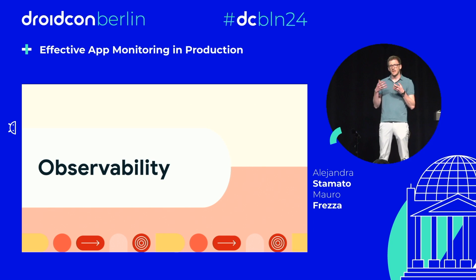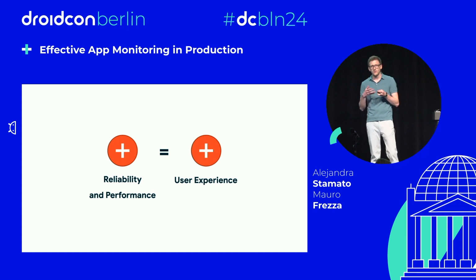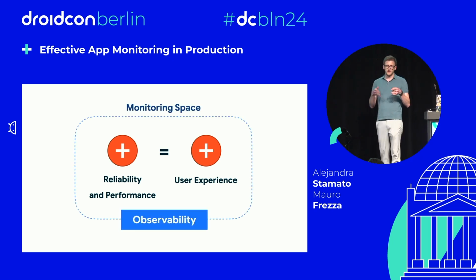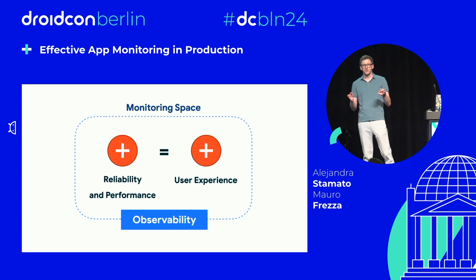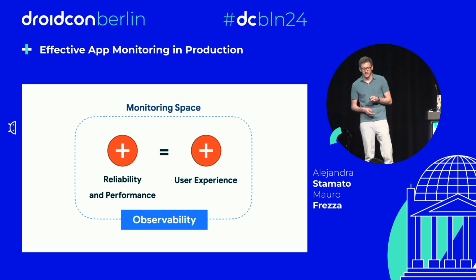allow you to see how the application is working and its internals. The goal of observability is to monitor reliability and performance so that you can provide a better experience. By improving reliability and performance, you can improve the user experience. Observability is a tool that allows you to do that, and basically creates a monitoring space where you can control reliability and performance so that you can understand if you're impacting the user experience.